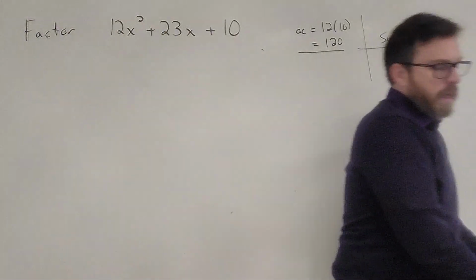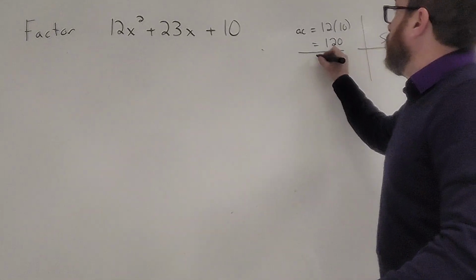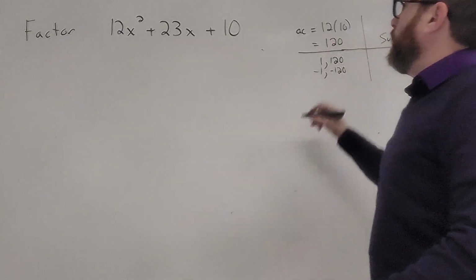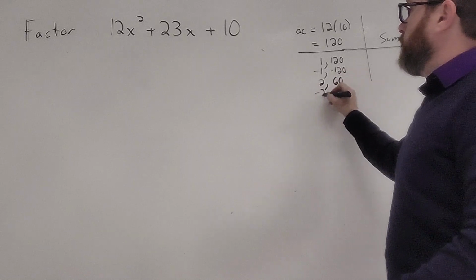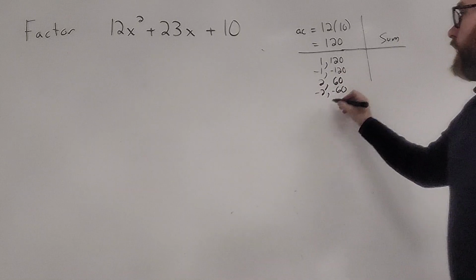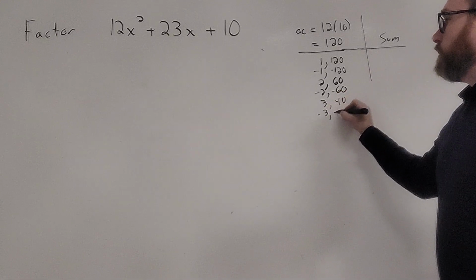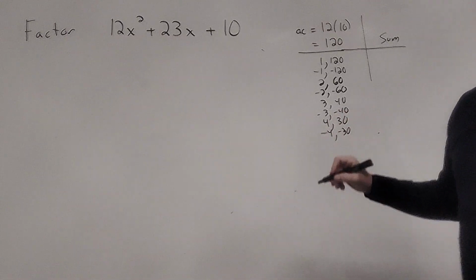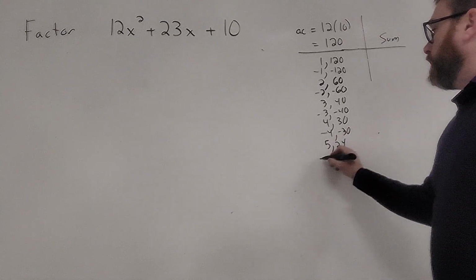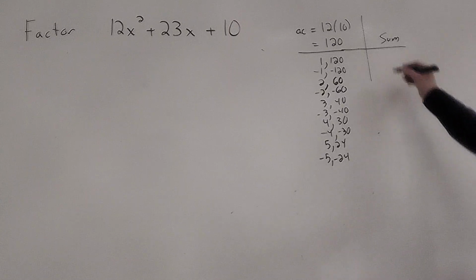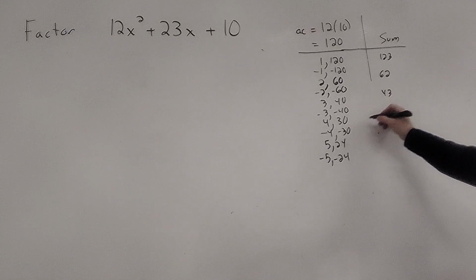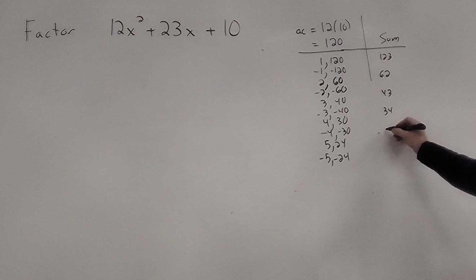Now I know the list is a little extensive when we're trying to find factors of 120, and you can really just pull out your calculator and say, well, what's 120 divided by 1? So, 1 and 120. I know this has to be a positive 23, so negative 1 and negative 120 is going to fail. We're going to have 2 and 60, minus 2 minus 60. Again, the negative numbers will fail. We're going to have 3 and 40, minus 3 minus 40. 4 and 30, minus 4 minus 30. 5 and 24, minus 5 minus 24. And what I'm really looking for is 23; the sums are 121, 62, 43, 34, 29.